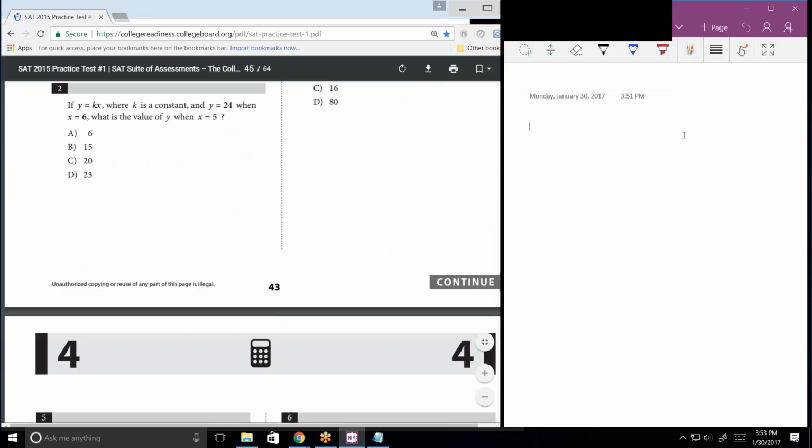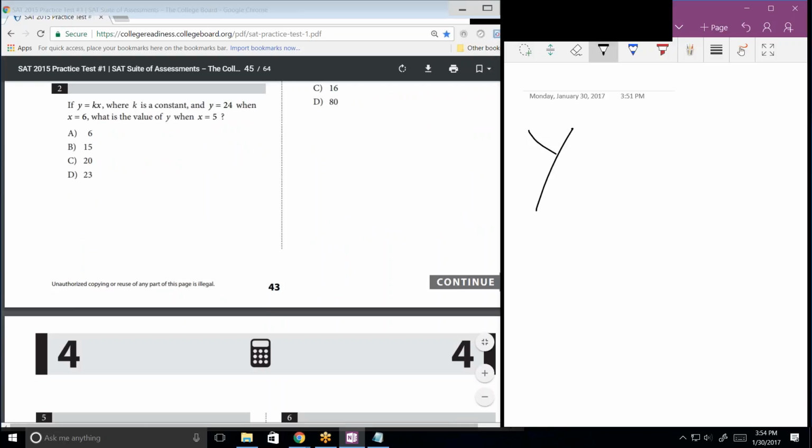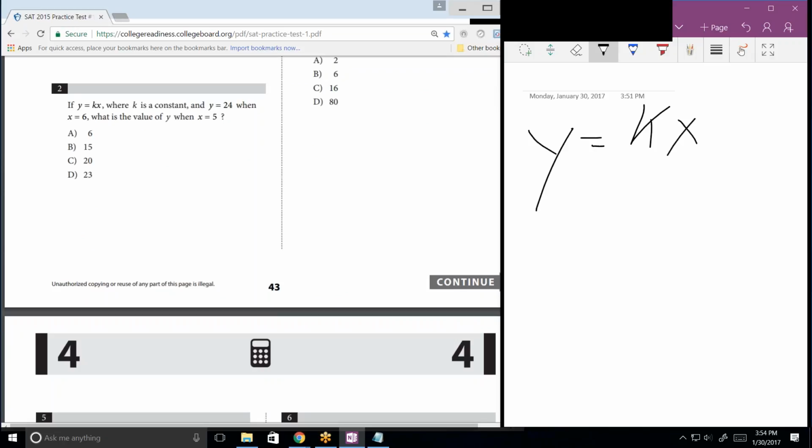Number 2 is about direct relationships. In other words, y is directly related to x because y is equal to k times x, where we don't know what k is. What's the first step in this problem? Solve for k. Yeah, solve for k.